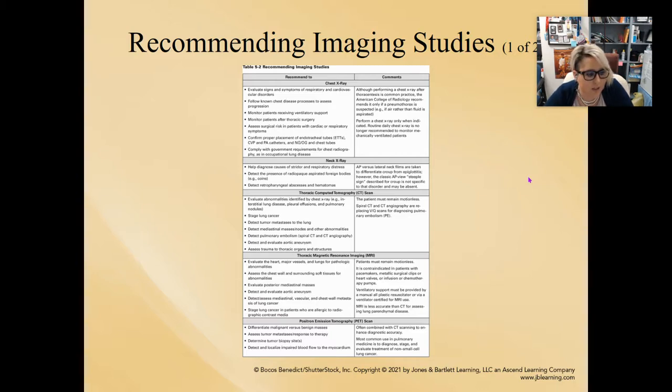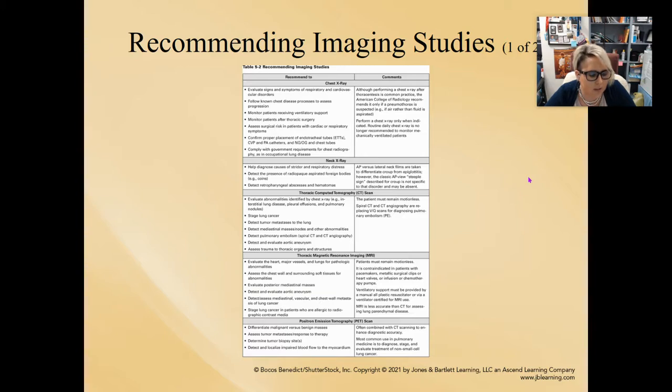It is contraindicated in patients with pacemakers, metallic surgical clips or heart valves, or infusions of chemotherapy pumps. Vent support must be provided by manual or plastic resuscitators or via ventilators certified for MRI use. So if you don't have a transport vent that's accessible, you might have to sit there and bag them the whole time. A lot of times we've had to bag in CT. So in CT, you just sit there and bag them.